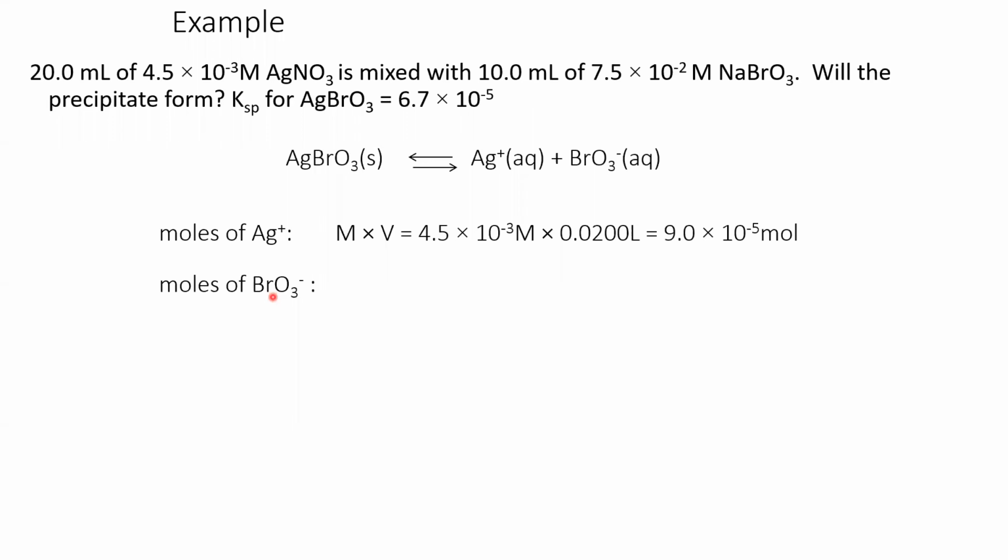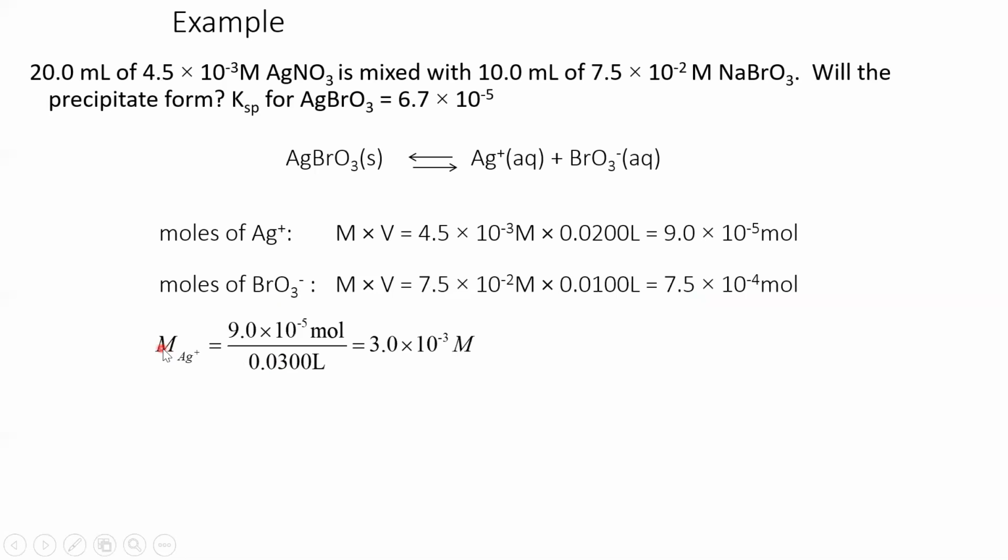You're going to do the same thing that we did for the silver ion for the bromate ion. So we're going to take 7.5 times 10 to the minus 2. That's our molarity times 10 milliliters. We're going to convert that to liters. And we're going to get 7.5 times 10 to the minus 4 moles. Agreed. Good. All right. Now, what are we going to do with that?